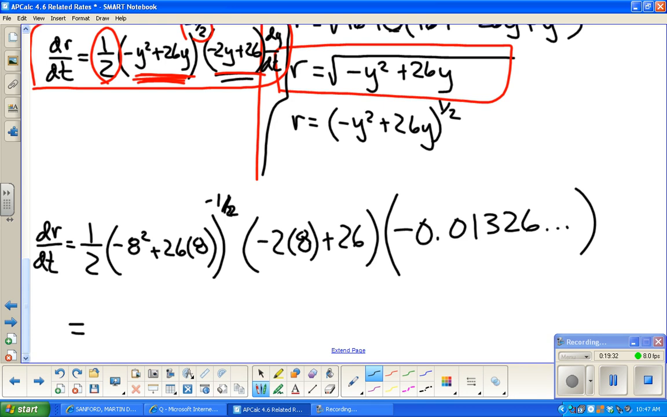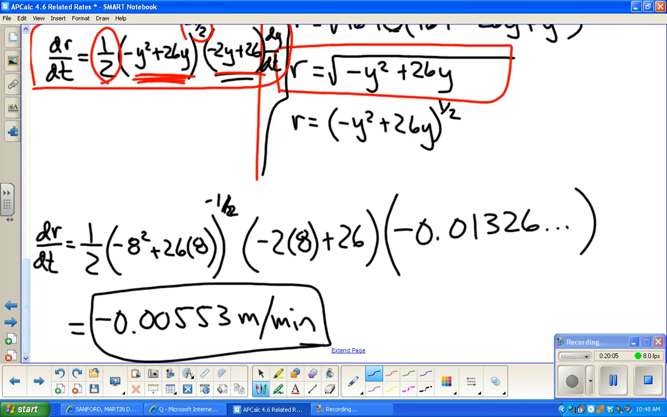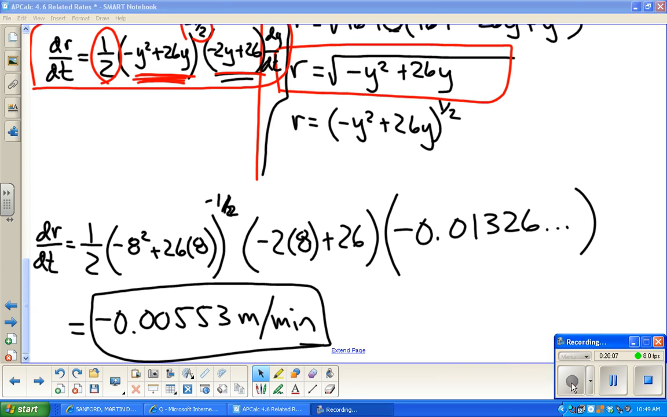Okay, so type, and I'm going to cross my fingers and hope that we end up with about negative 0.553. Well, that's in centimeters. Sorry, my decimal's in the wrong spot because we did this all in meters. So negative 0.00553. This is meters per minute. Okay. All right, so that wrapped that up. I'm going to call this video done.